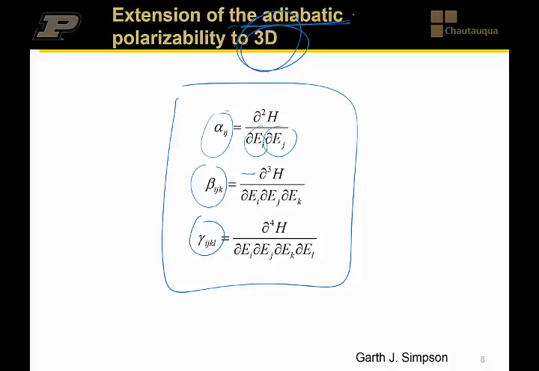Now this is still the adiabatic polarizability, which is essentially just saying that all of the electron interactions are much faster than the electric fields used to perform the measurements. So this definitely applies in the limit of DC fields, but even in the limit of electric fields that are much lower in energy than any of the electronic resonances in the molecular system, the adiabatic polarizability is a reasonably good approximation.